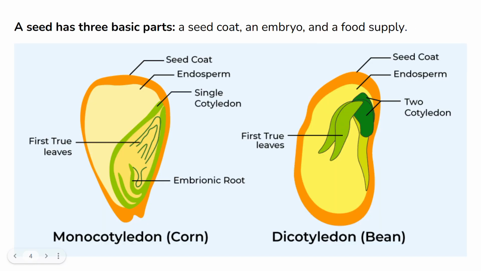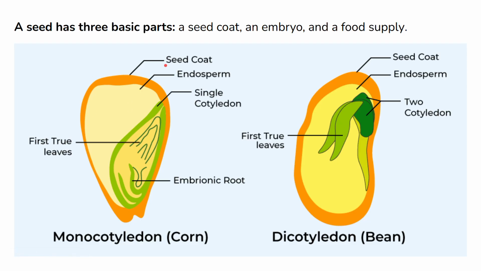A seed has three basic parts: a seed coat, an embryo, and a food supply. Now, we're going to watch the two seeds over here. We're going to talk about both types. The first seed is called the monocotyledon seed, which is known as the corn seed. And the second seed is called the dicotyledon seed, which is known as a bean seed. So we're going to compare both seeds and see where all three basic parts are in these seeds.